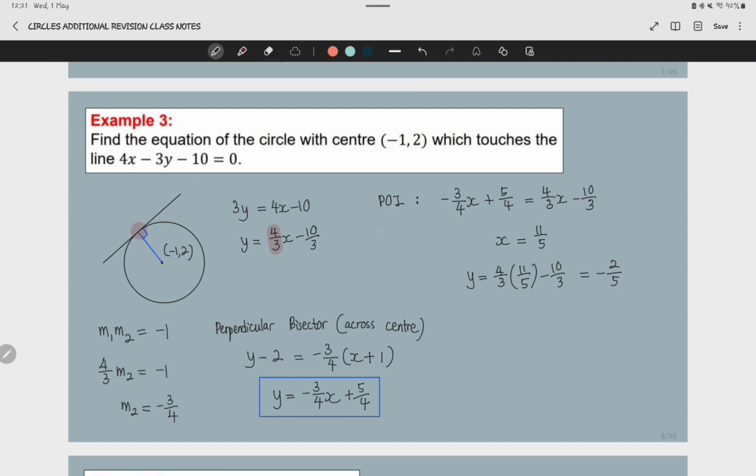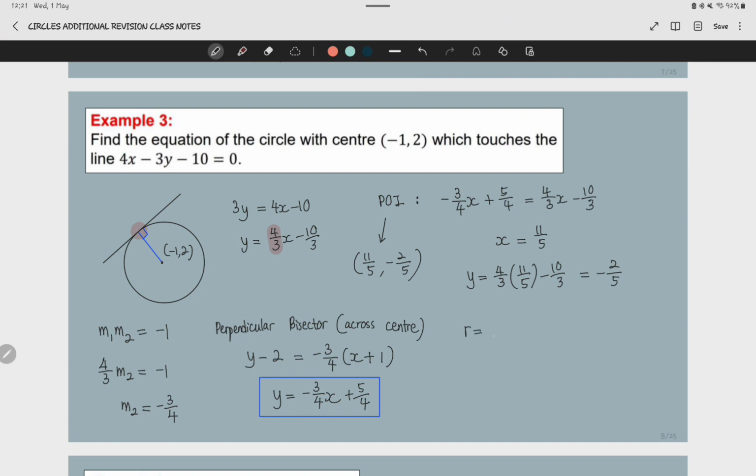So we know that the point of intersection now is (11/5, -2/5). This is a point that we are interested in. Why? This is the point that I highlighted in red, the point here. That point to the center would be your radius. Okay, so you can find your radius.